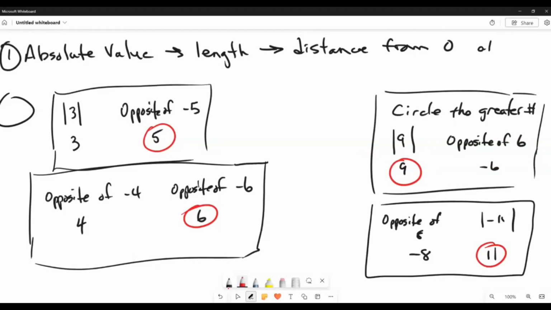So it's sort of combining in the same problem the two concepts of absolute value and opposite, making you see that there is a difference between absolute value and opposites. They mean two different things, but people get them confused with each other.